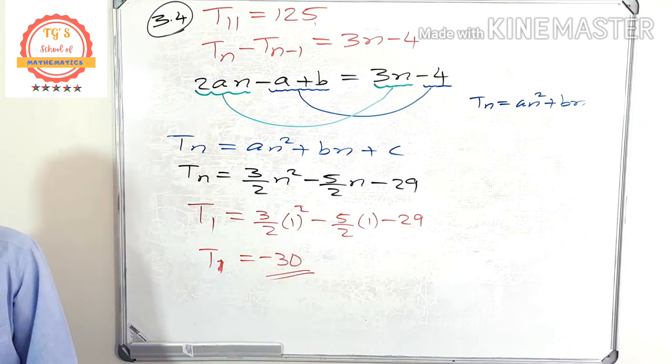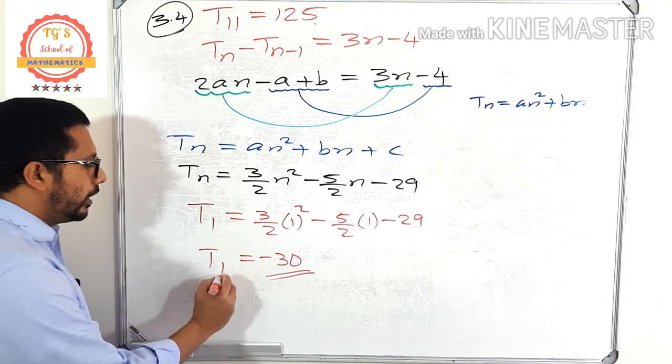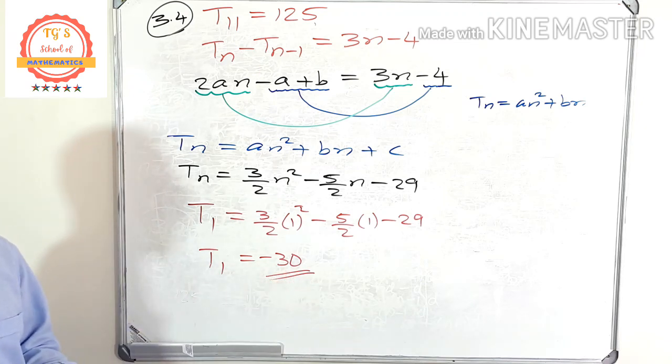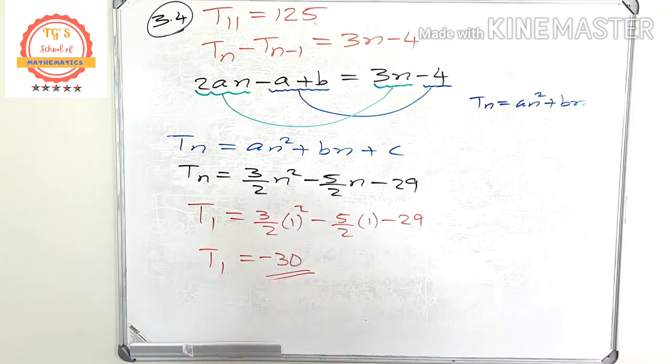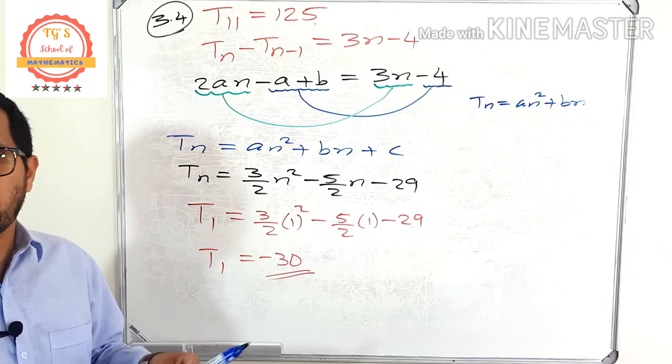So it means that the first term of this sequence is minus 30. Here we can see how many marks for this question. It is 6 marks. That's why you have to do all these steps. Okay, this is a level 7 type question.